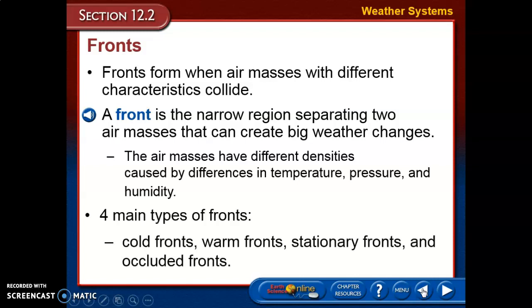All right, we're going to stop here, and we'll come back next time to talk about the 4 main types of fronts, which you guys have all heard about.